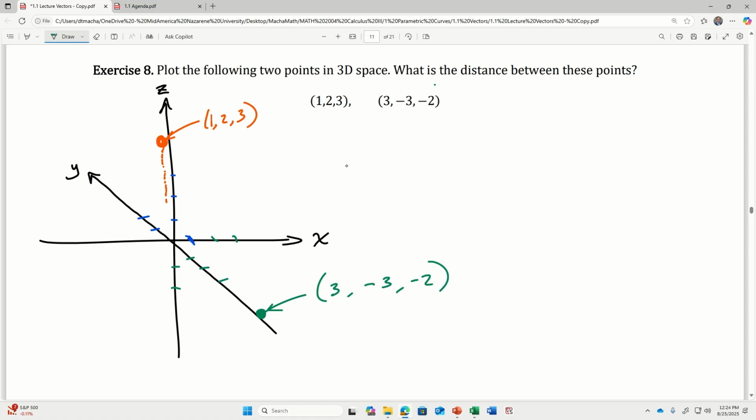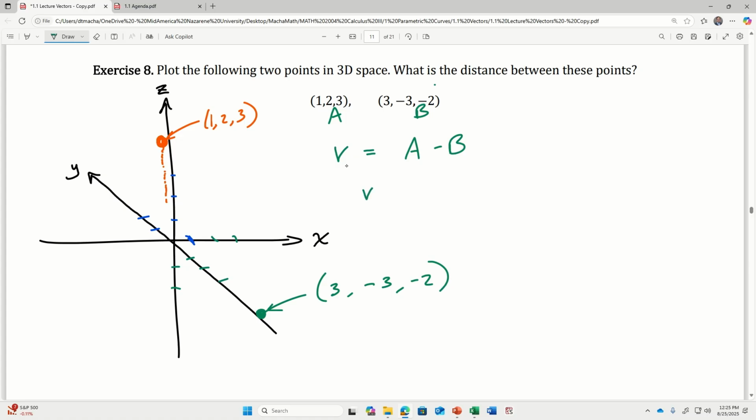What is the distance between these points? Okay, so we talked about the norm of a vector last time. And now, if I want to figure out the distance between 2 points, let's say this is point A and this is point B, I'm going to come up with a difference vector that I get from subtracting these two coordinate triplets.